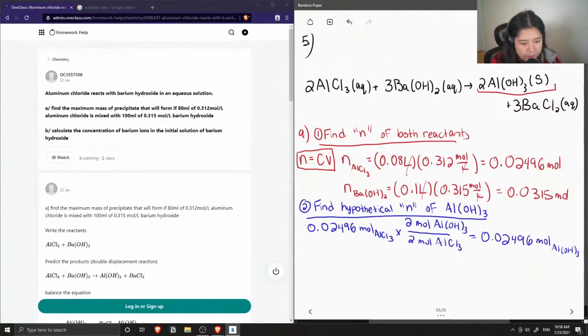Okay, so we know how many precipitate would be formed if all of our aluminum chloride reacts. So now let's do the same thing for our barium hydroxide. So the number of moles of barium hydroxide is 0.0315 moles.